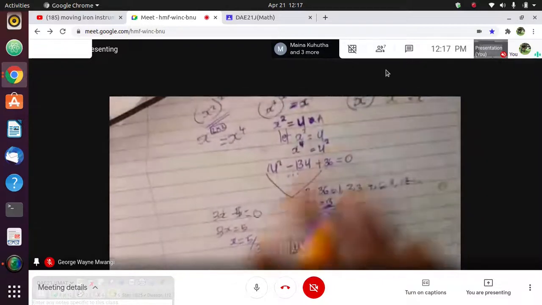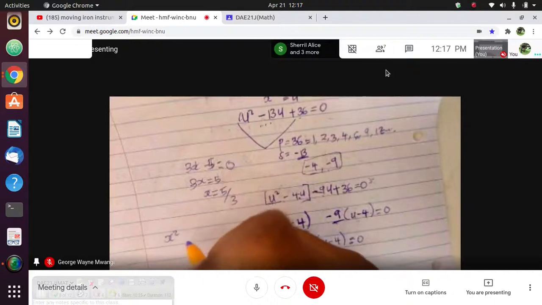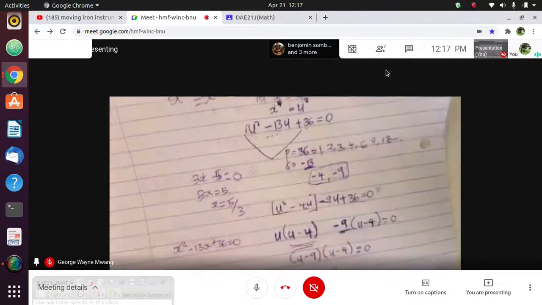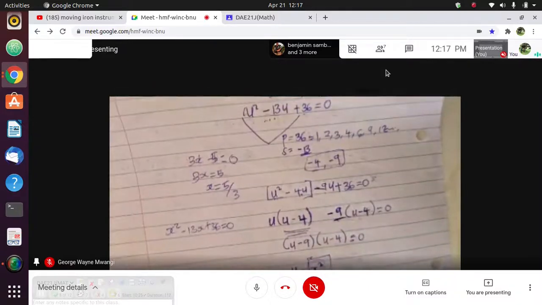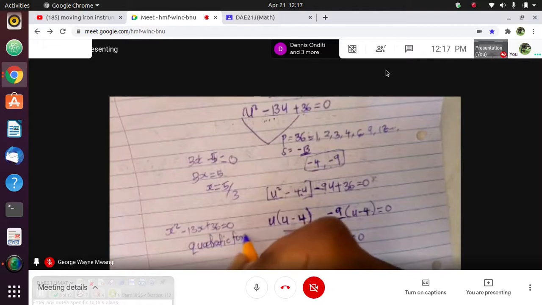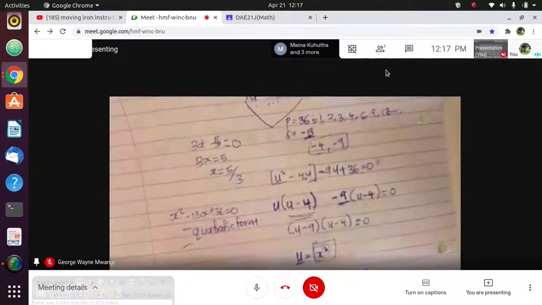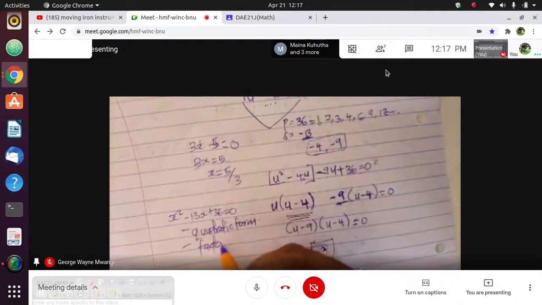Now, if I give you a quadratic equation, then it is also easier to solve. x squared minus 13x plus 36 is equals to 0. We can solve the quadratic equation by using the quadratic formula. We can solve it using what you have just done by factorizing that quadratic equation.